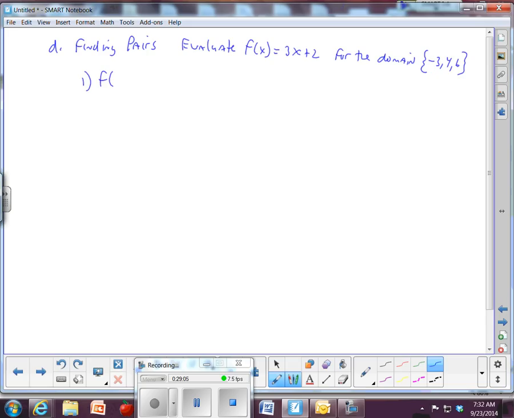So first off, I'm going to do f of negative 3, right? And where the x is, I'm going to sub in my negative 3. So finish this off. F of negative 3 equals negative 7, right? Negative 9 plus 2. Second, we're doing now the 4, f of 4. Again, where the variable is, I'm going to sub in that 4. Right? So we got 12 plus 2, and that's a 14. So we got the pair 4, 14.